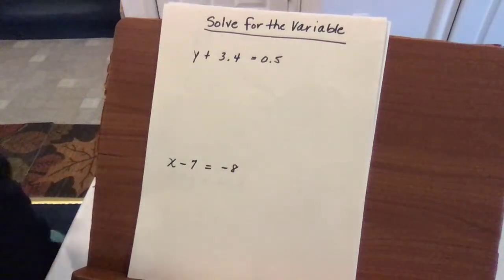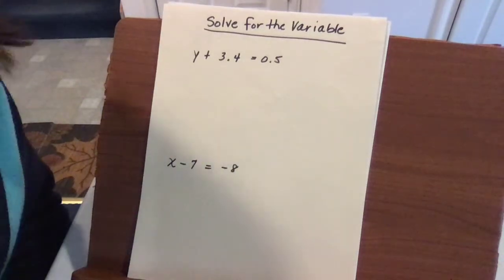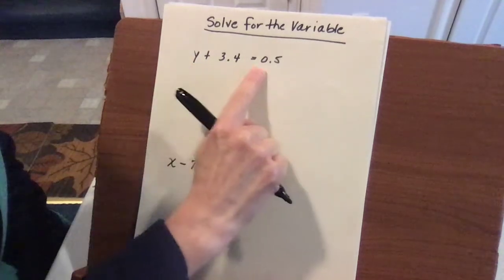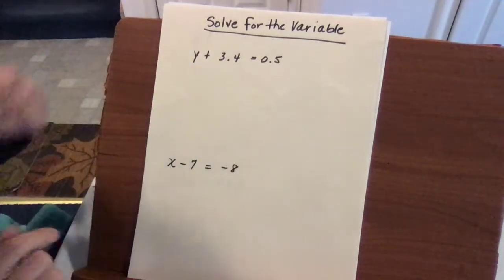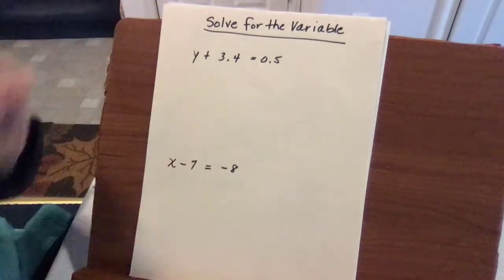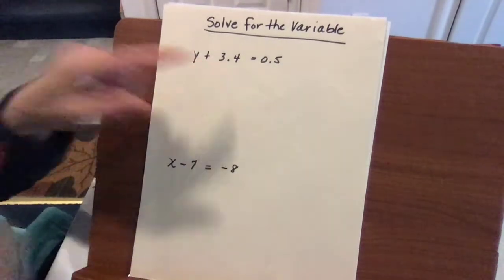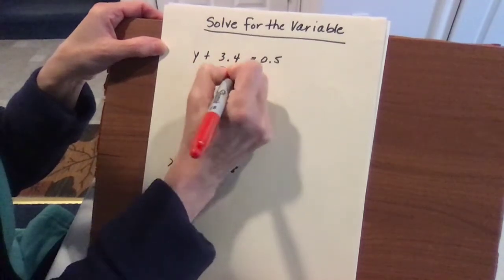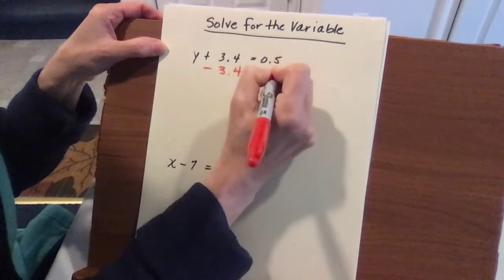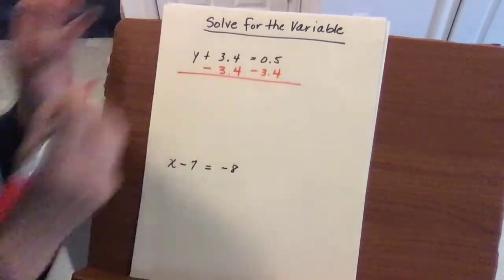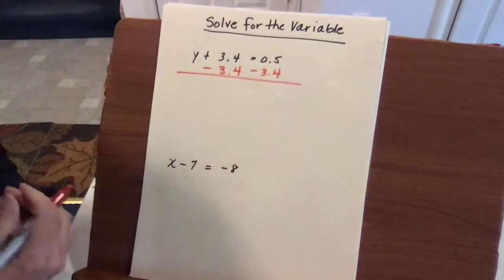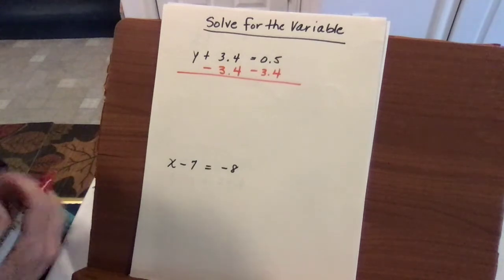All right, today we're going to go over solving for the variable. To do this, we want to find out what makes this a true statement or a true equation. So we're going to subtract 3.4 from each side. Since it's being added to y, we do the opposite operation. Our goal is to get y by itself on one side and the numbers by themselves on the other side of the equal sign.